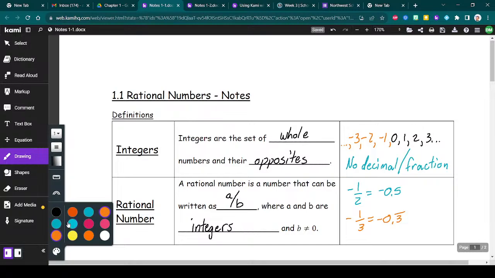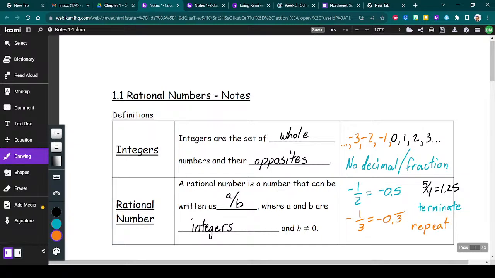These numbers don't always need to be negative, so let me give you another example. Let me do 5/4. I want to make sure that you see that as a decimal, this is 1.25. So rational numbers include the decimals, and when they include the decimals, there are two types of decimals: the ones that terminate, and the ones that repeat. Those can all be written out as a fraction of integers.